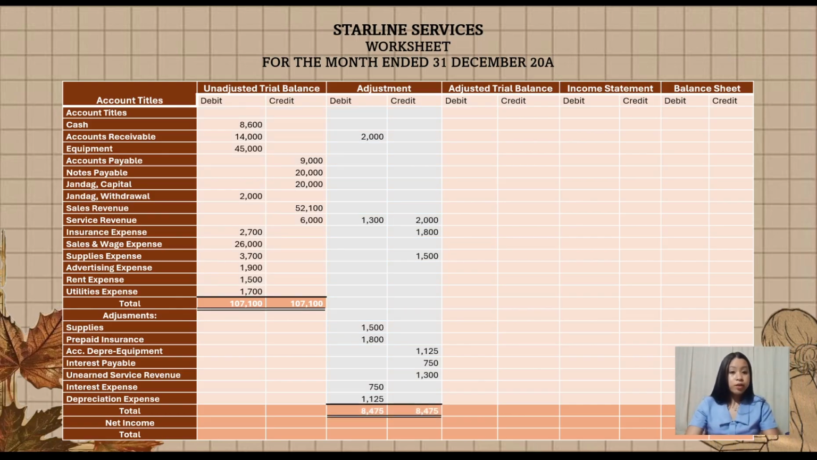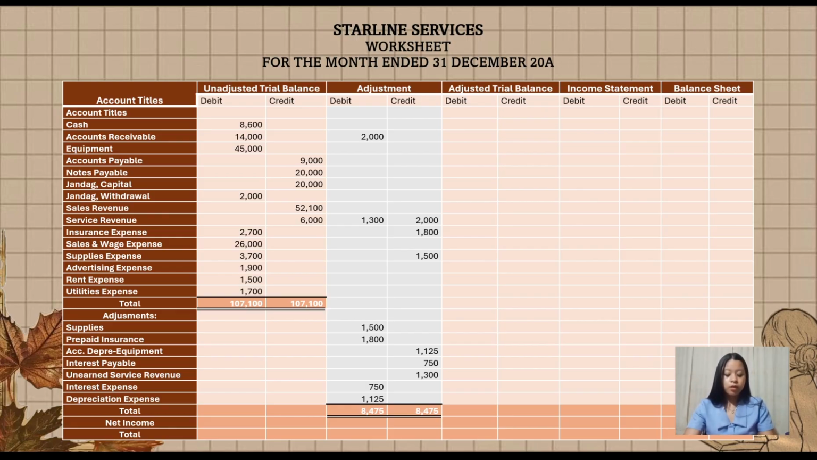Next is the adjustment column. Adjustments are made to recognize revenues earned and expenses incurred during the period. Here are the adjustments made. First one is supplies used. It is 1,500. Supplies were consumed, so we record supplies expense and reduce supplies.